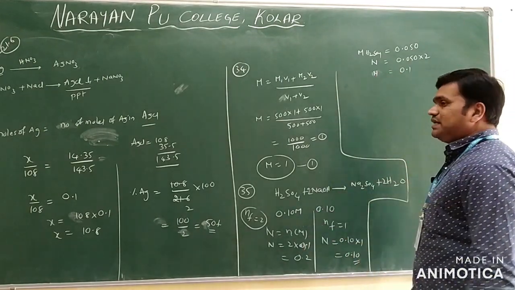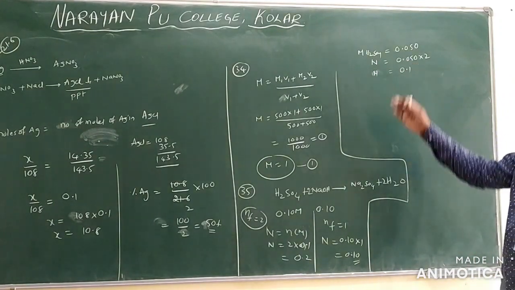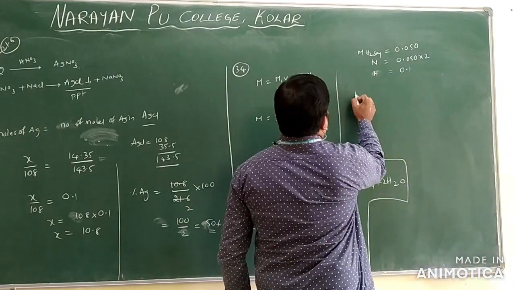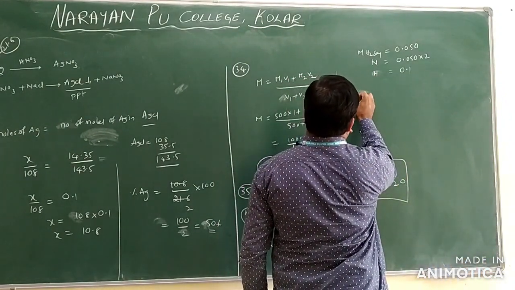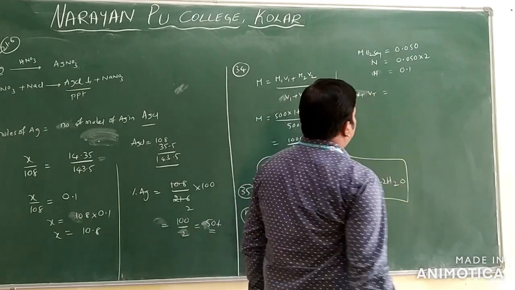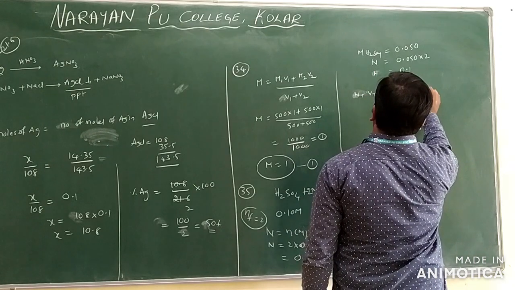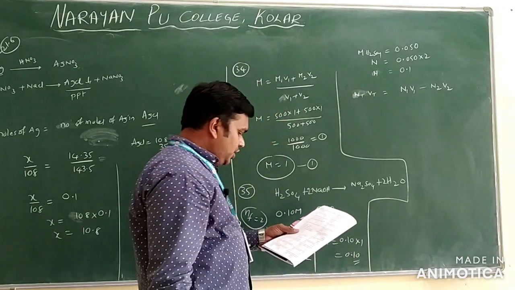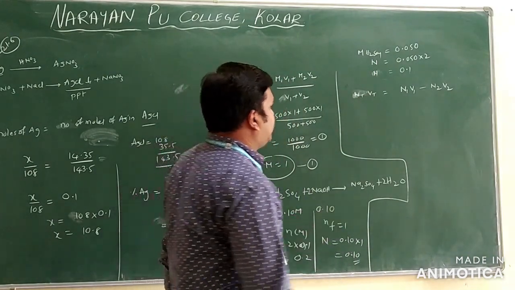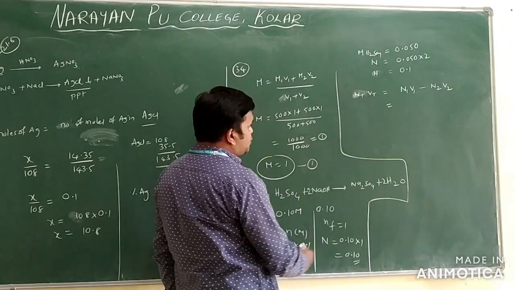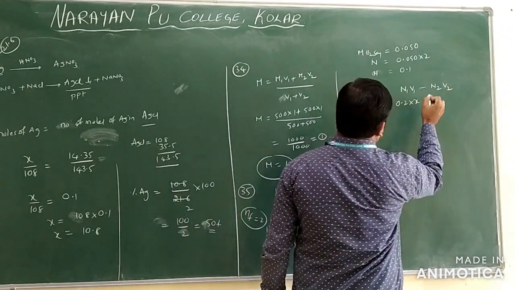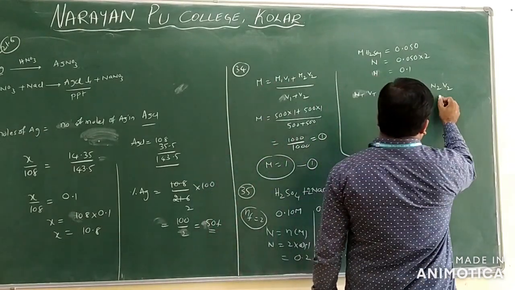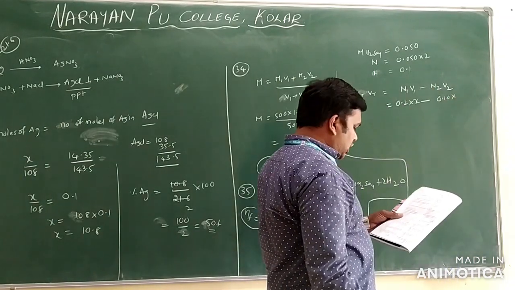Now, whenever an acid and a base react with each other, I want to write the formula like this: normality times volume. N1V1 minus N2V2. The volume of H2SO4 is not given, so we take it as x. The initial normality of H2SO4 is 0.2, so 0.2 into x, minus N2, which is for NaOH, 0.10 into the volume of NaOH given.